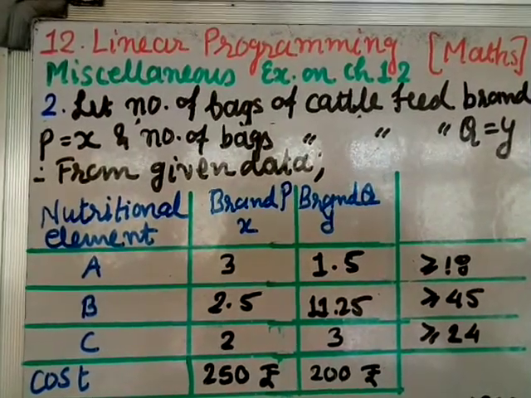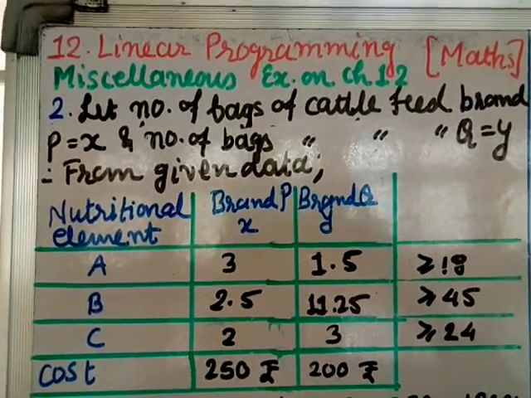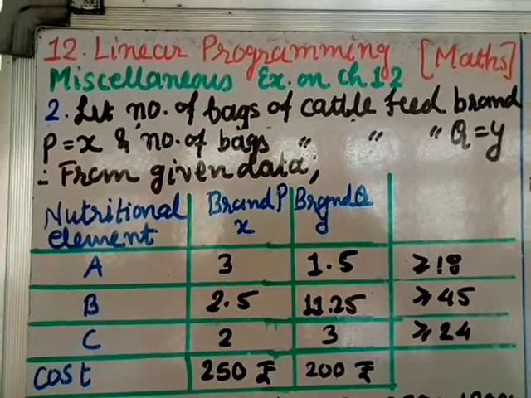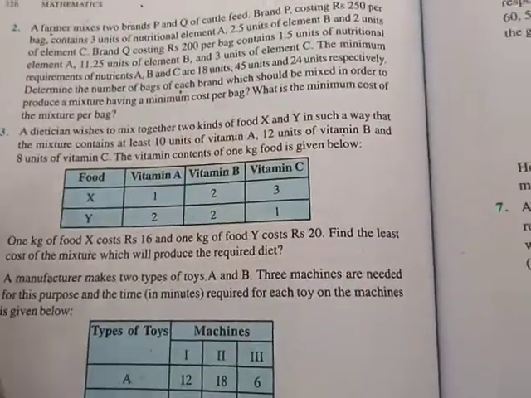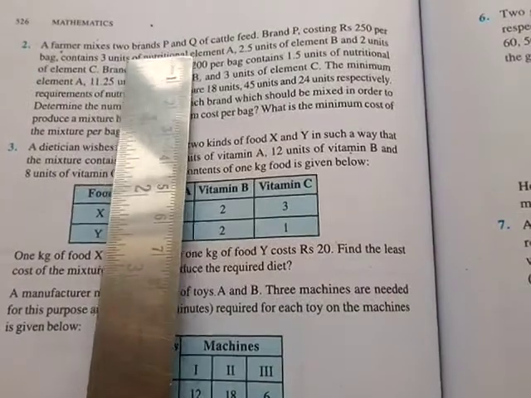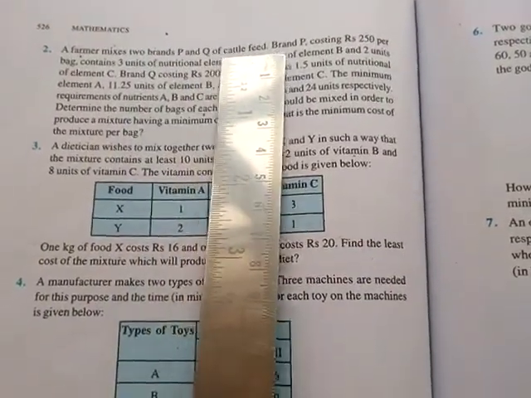Mathematics Class 12, Chapter 12, Linear Programming. Miscellaneous exercise on Chapter 12. Question number 2. A farmer mixes 2 brands P and Q of cattle feed.